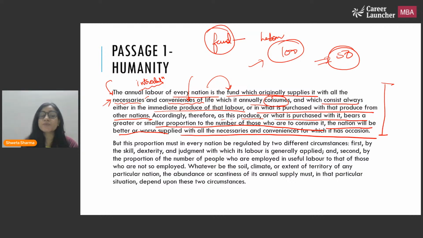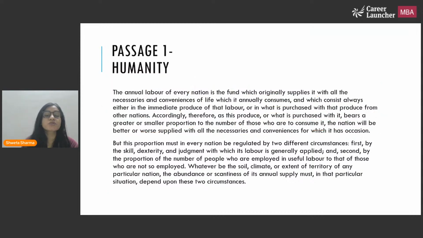Accordingly, therefore, as this produce or what is purchased with it bears a greater or smaller proportion to the number of those who are to consume it, the nation will be better or worse supplied with all the necessaries and conveniences for which it has occasion. Right? So if it is possible for the nation, it's going to keep all that supply ready for it. Right? So the introduction is not so interesting though, right? But it does open a window to the entire passage, that is of the funds and labor.